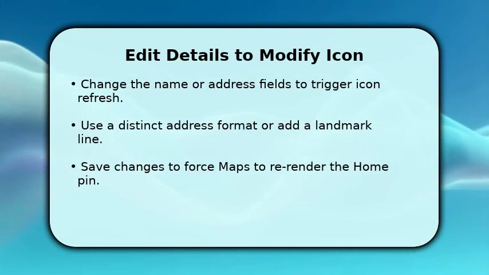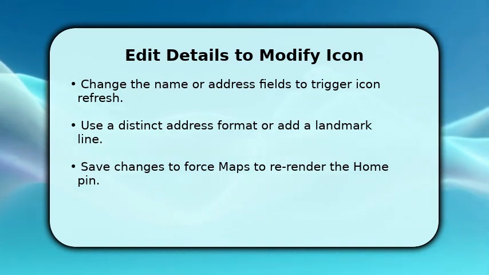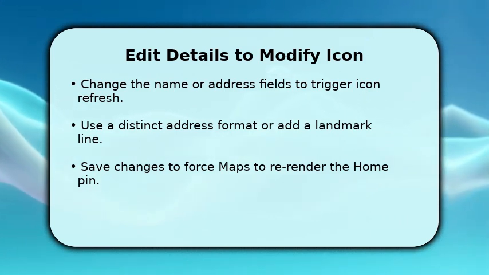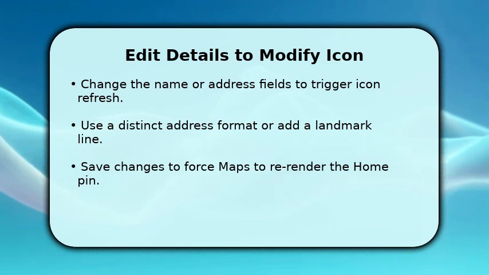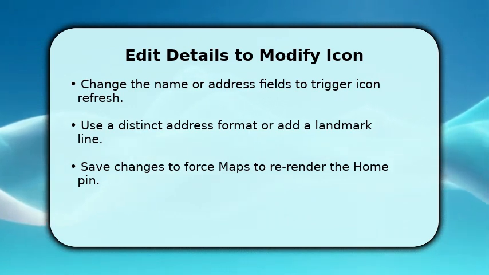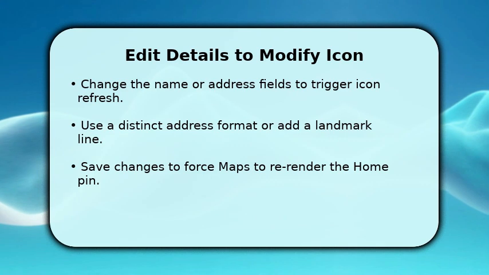In the Edit screen, you change the details that indirectly influence the home pin. Google doesn't offer direct icon swaps, so you force a refresh by altering the label or address slightly. For example, add a landmark, apartment number, or a short suffix to the name. This nudges Maps to re-render the marker. Once done, tap Save and let Maps sync.